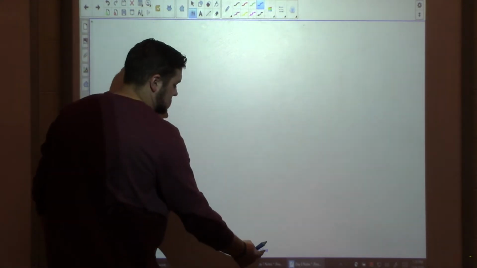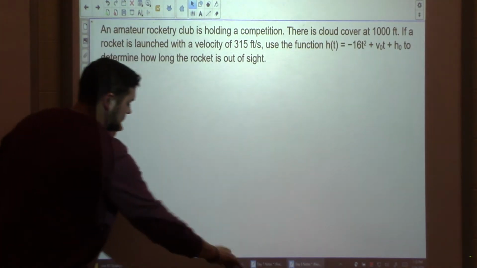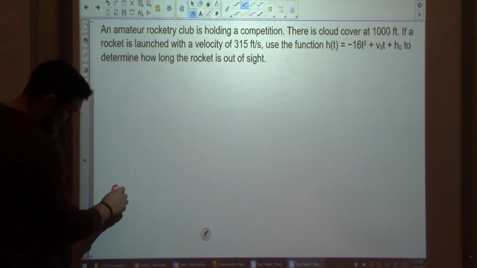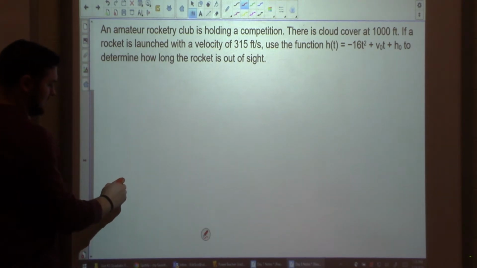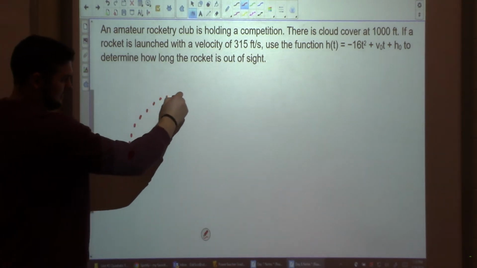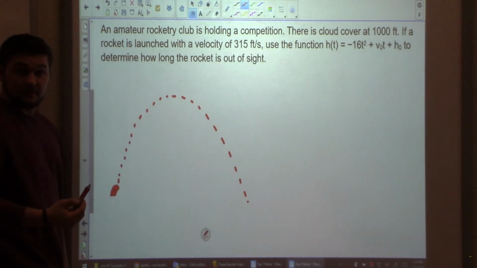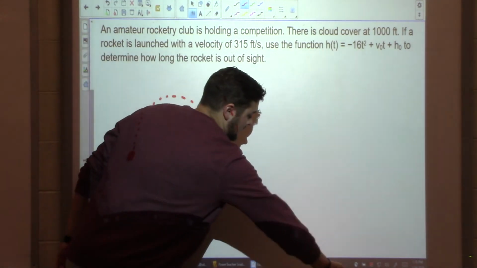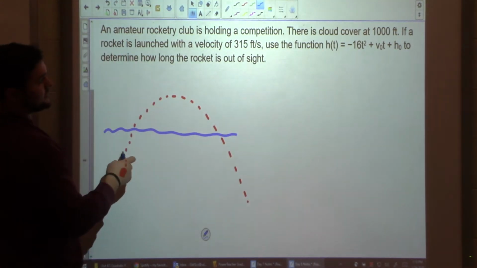So let me just draw a picture here first. Okay. So here's our rocket. Right, that's on the ground. It is being shot in the air. And it's going to come back down, right? Do you all agree with that? Okay. Well, there is cloud cover at, what did it say, 1,000 feet.